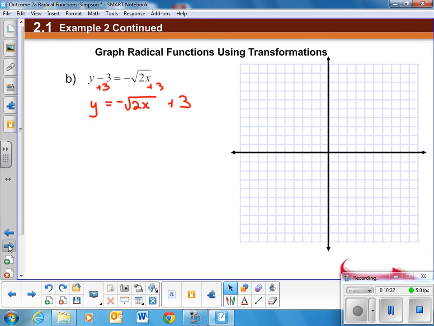So again, the base function is root x, so (0, 0), (1, 1), (4, 2), (9, 3). There's the base function. Make a list of those key points.